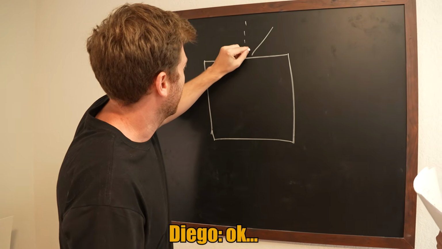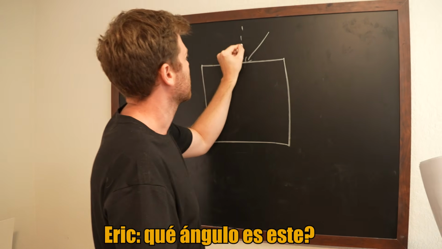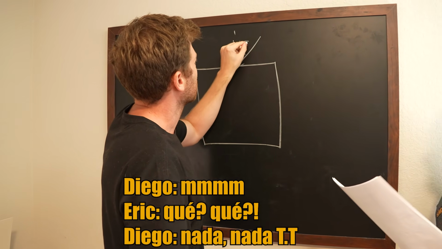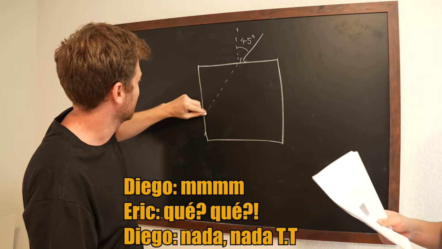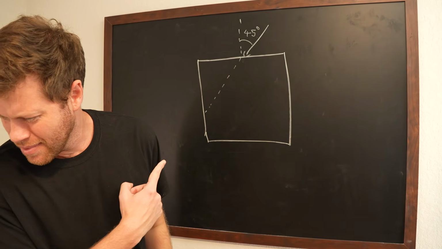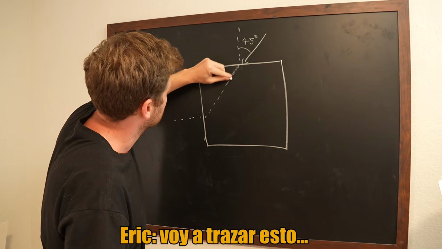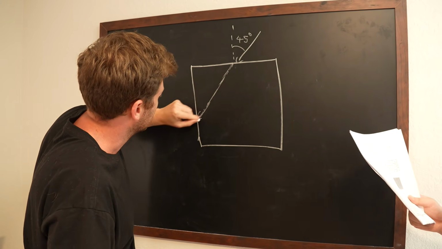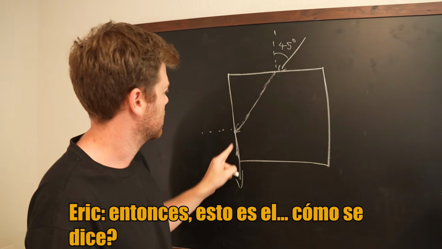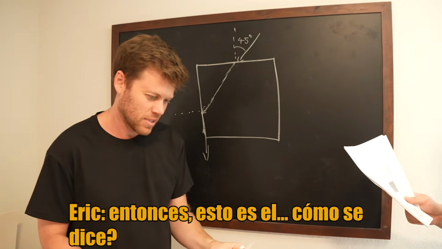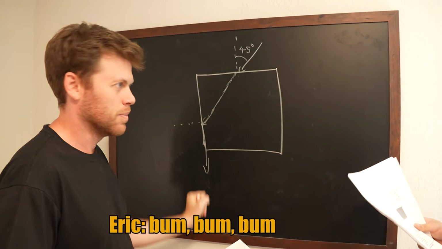Okay. What is this angle? Muy bien. Oh, I guess I should do this. And then, so this is, ¿cómo se dice? Rayo de luz. Boom, boom, boom. Rayo de luz.